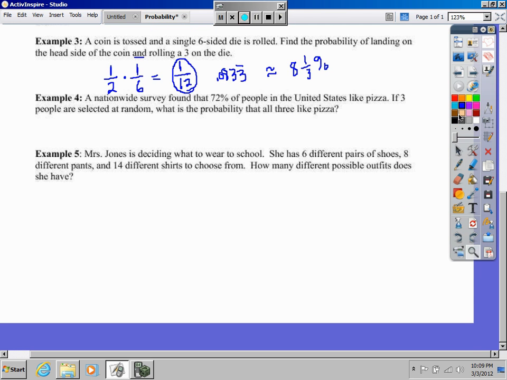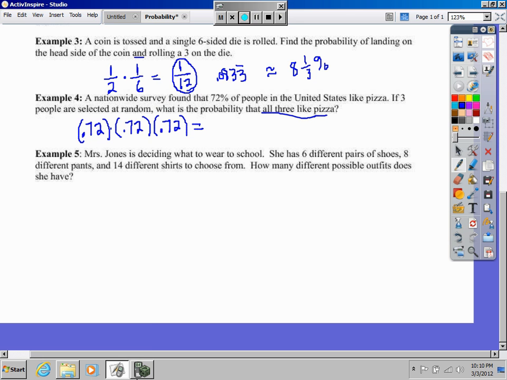Example 4 says that a nationwide survey found that 72% of people in the United States like pizza. If 3 people are selected at random, what's the probability that all 3 like pizza? So when I pick the first person, the chance that he likes pizza is 72%, so 0.72. Now the second person is technically independent of the first person, so that would also be 72%, and then the third person would also be 72%.